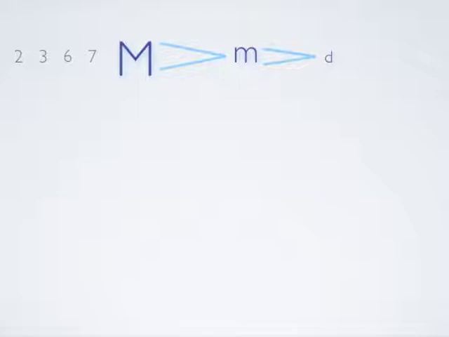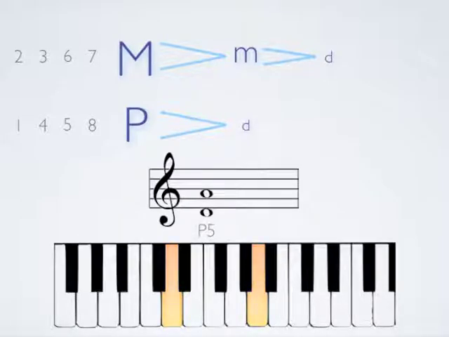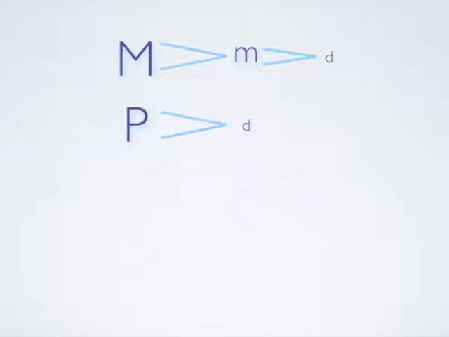However, if instead of a major interval we start with a perfect interval and make it smaller, we don't call it minor. We skip right past minor and call it diminished. Remember, perfect intervals are unisons, fourths, fifths, and octaves. Here's an example of a perfect fifth followed by a diminished fifth. There's no such thing as a minor fifth. In fact, there's no such thing as a minor unison, fourth, fifth, or octave.